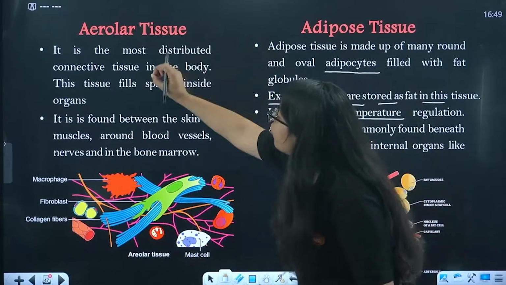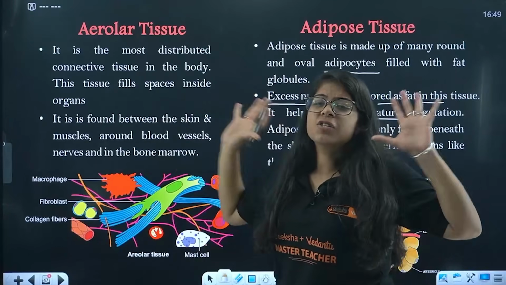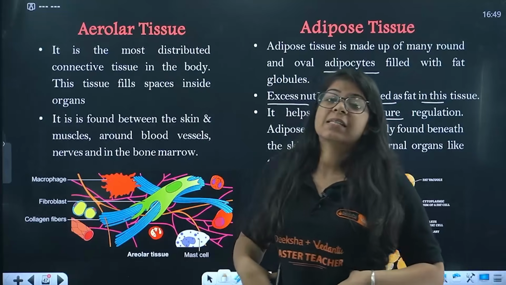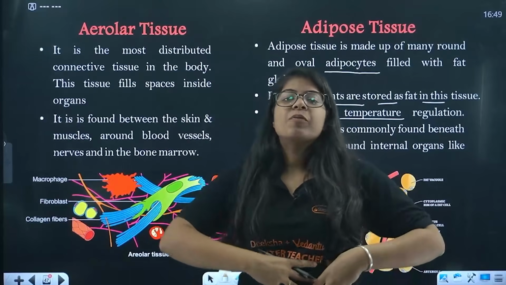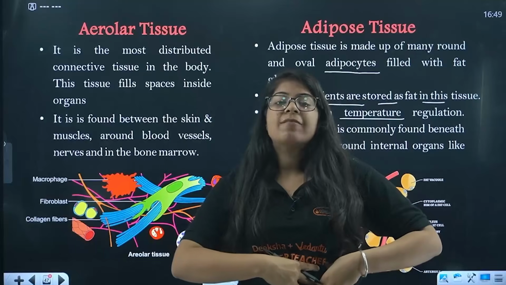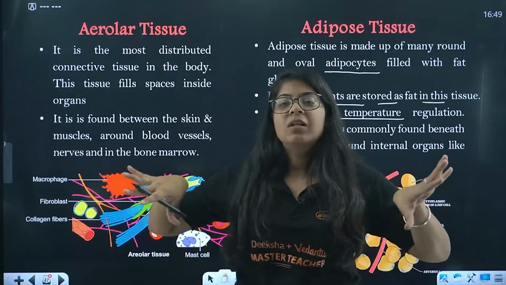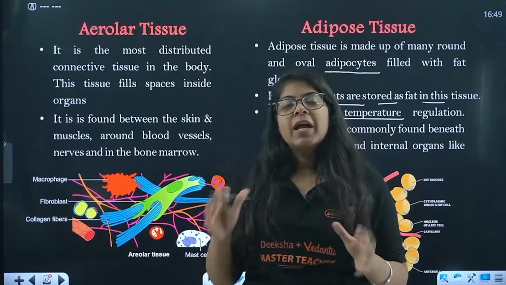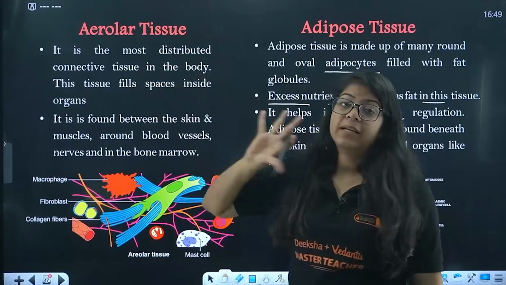Okay, now talking about areolar tissue. It is the most distributed connective tissue in the body and it fills the spaces inside our organs. I have the kidney and just on the side of that I have small intestine, large intestine, stomach, liver, pancreas. But to separate all these, we have a tissue called areolar tissue. It is everywhere in our body and it fills the spaces inside the organs.